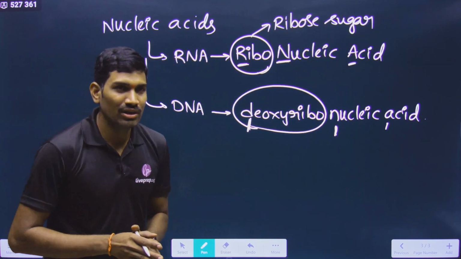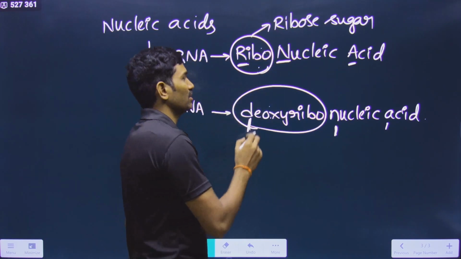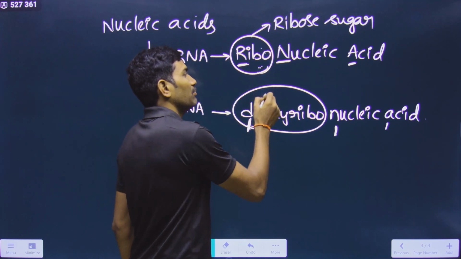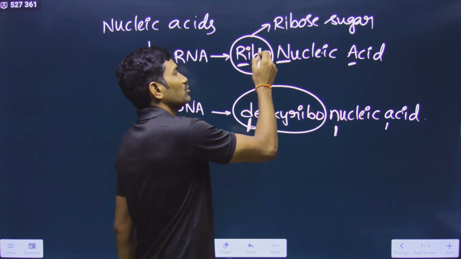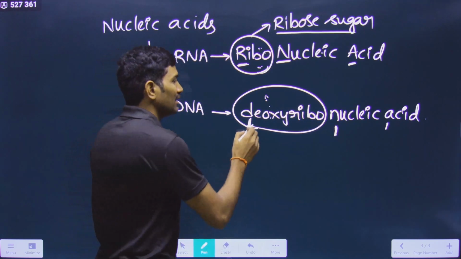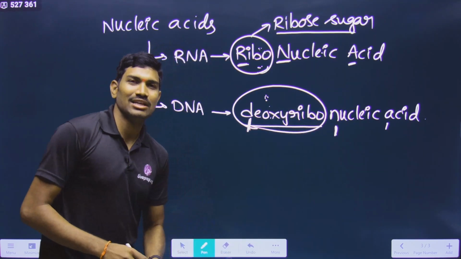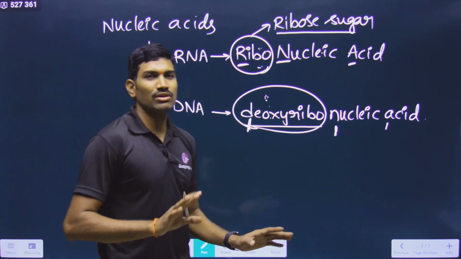Based on the type of sugar, please remember this point, very important for examination. Based on the type of sugar that is present, nucleic acids are 2 types. Ribose sugar containing nucleic acids are called ribonucleic acid, RNA. Deoxyribose containing nucleic acids are called deoxyribonucleic acid, DNA. In this way, 2 types of nucleic acids are present.